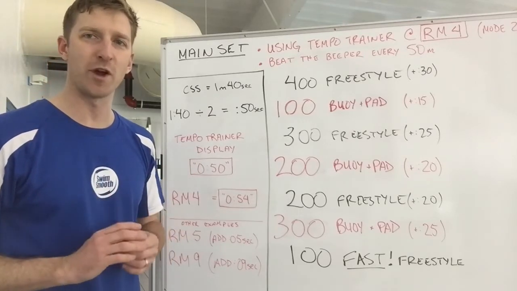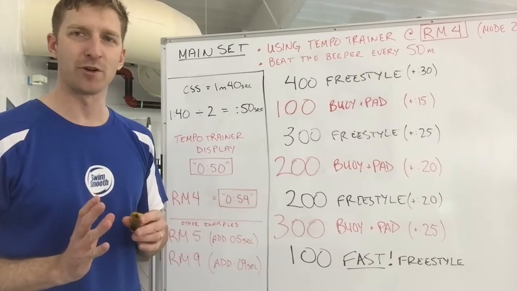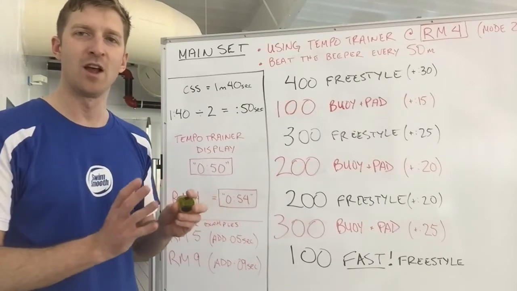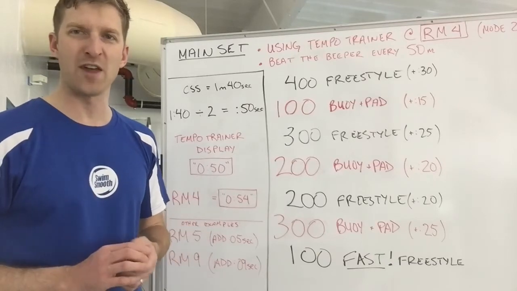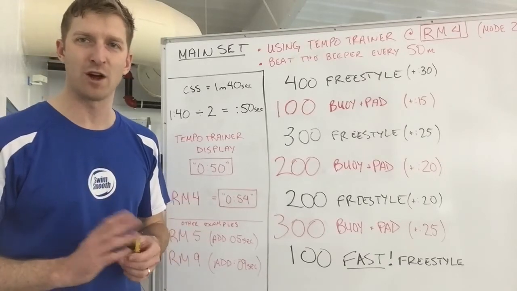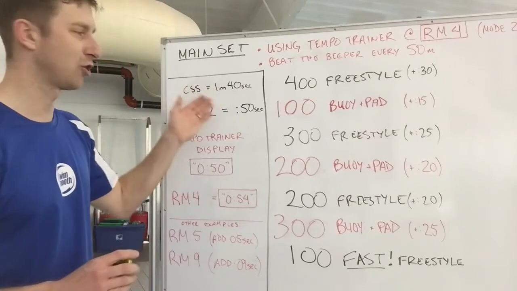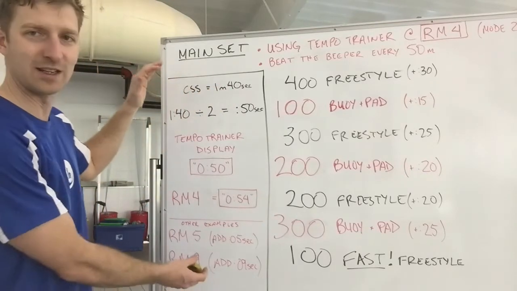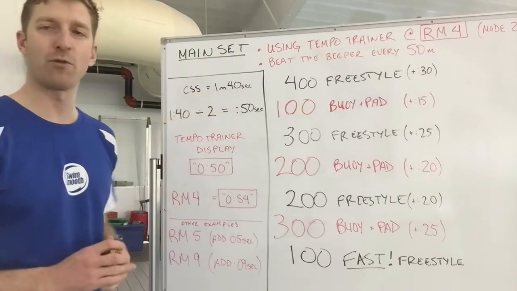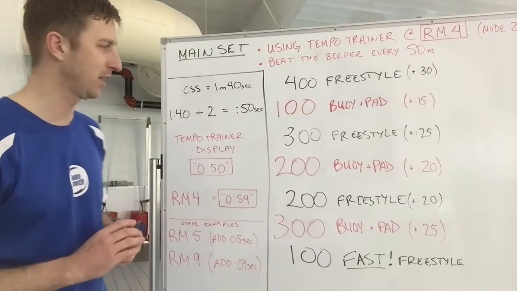First, you need to know what your CSS pace per 100 meters is, either by having done the 400 meter, 200 meter swim test, or perhaps a 1,000 to maybe 1,500 meter time trial, and establishing your average pace. So let's say hypothetically, we'll use this as an example. Let's say 1 minute 40 seconds is your CSS pace.